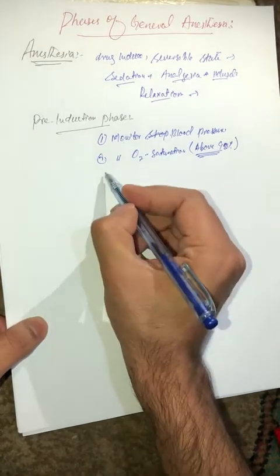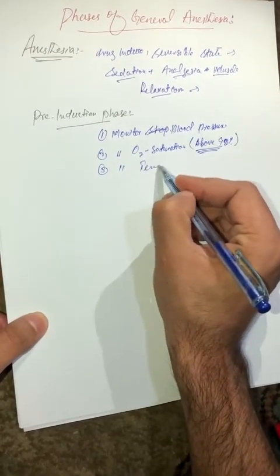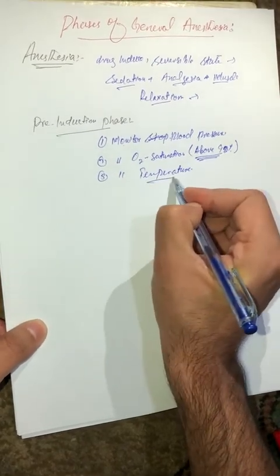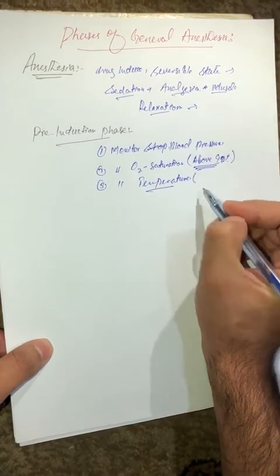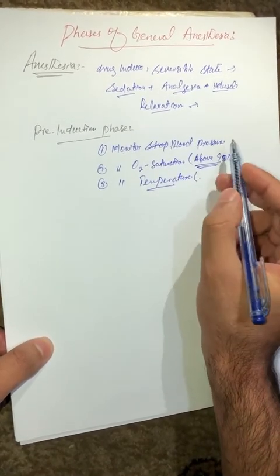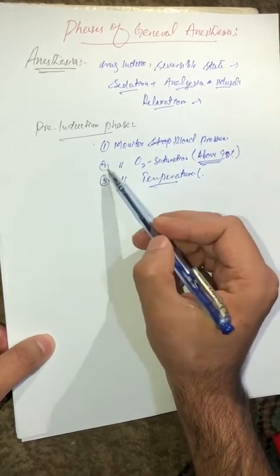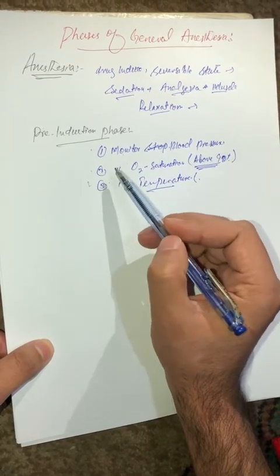The third one is maintain the temperature of the patient. You can't give sedatives to a hyperthermic or hypothermic patient. Always remember. So first of all, you should maintain the blood pressure, the oxygen saturation, and the temperature of the patient.